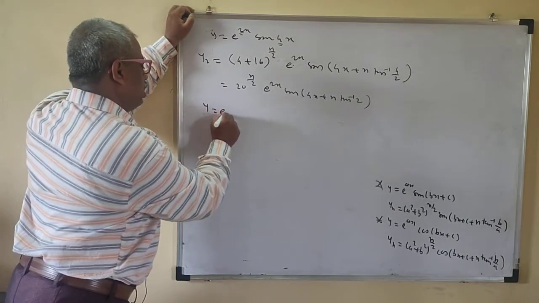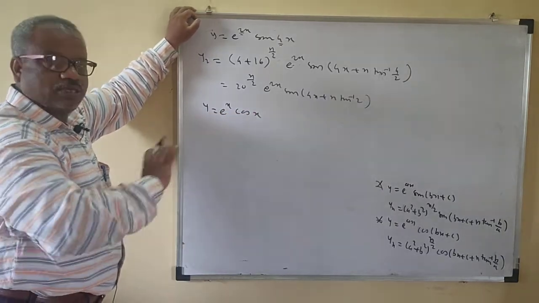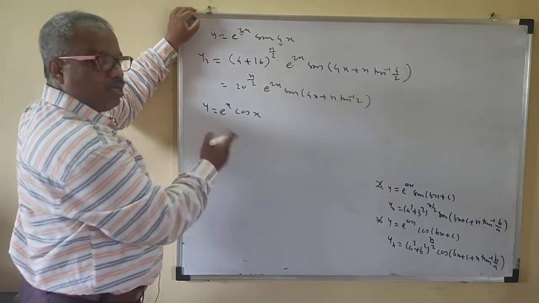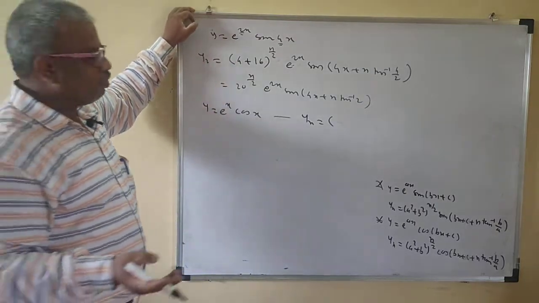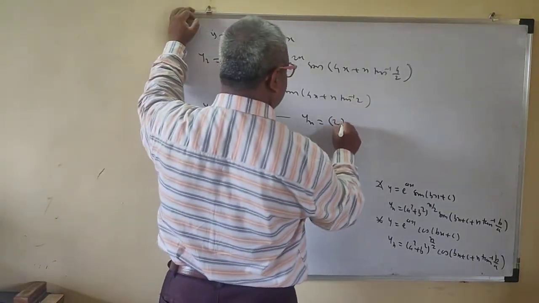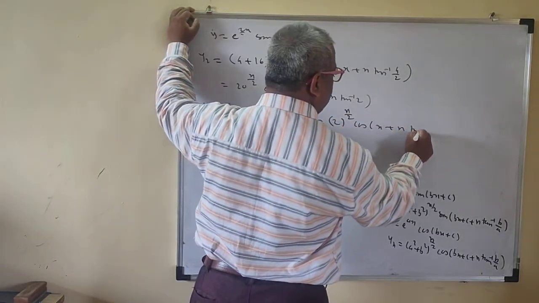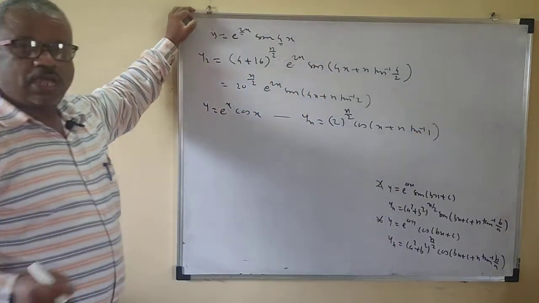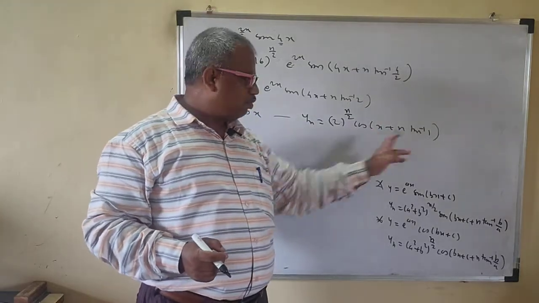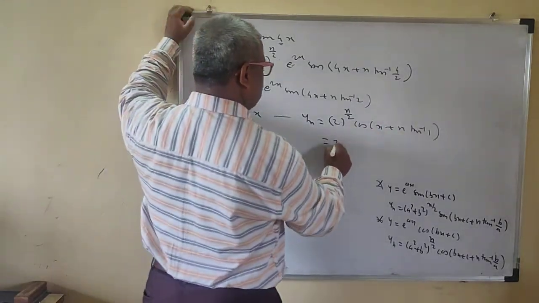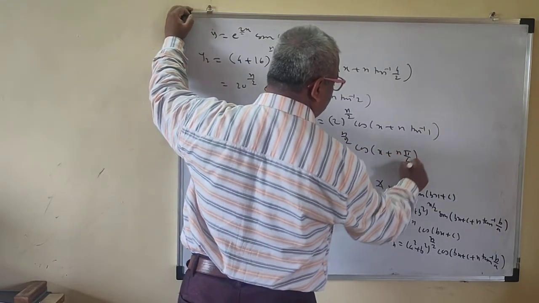Suppose y is equal to e raised to x cos x. Whether it is cos x or sin x doesn't matter, the answer will be the same, only sin as cos or cos as sin. So then your yn is what? a square plus b square, your a is 1, b is 1, so a square plus b square is 2. So this is 2 raised to n by 2, cos of x plus n tan inverse of 1, and tan inverse of 1 is pi by 4. So this is 2 raised to n by 2 cos of x plus n pi by 4. This will be the answer.